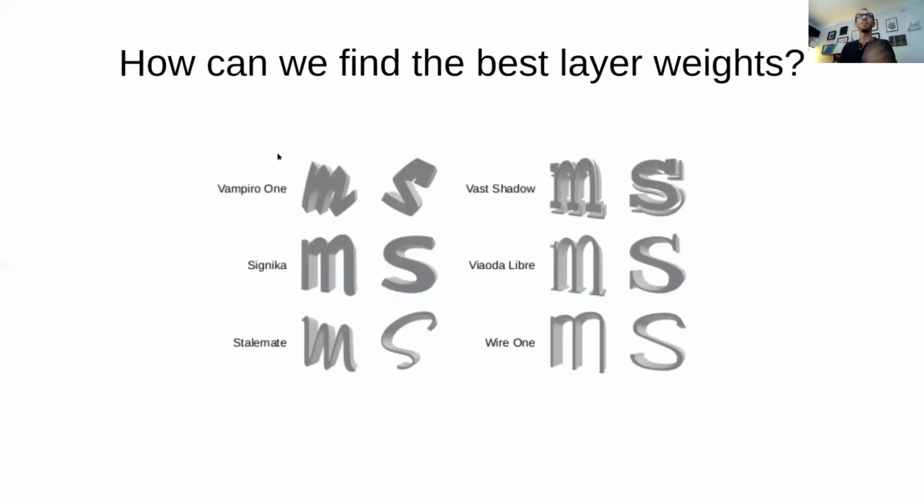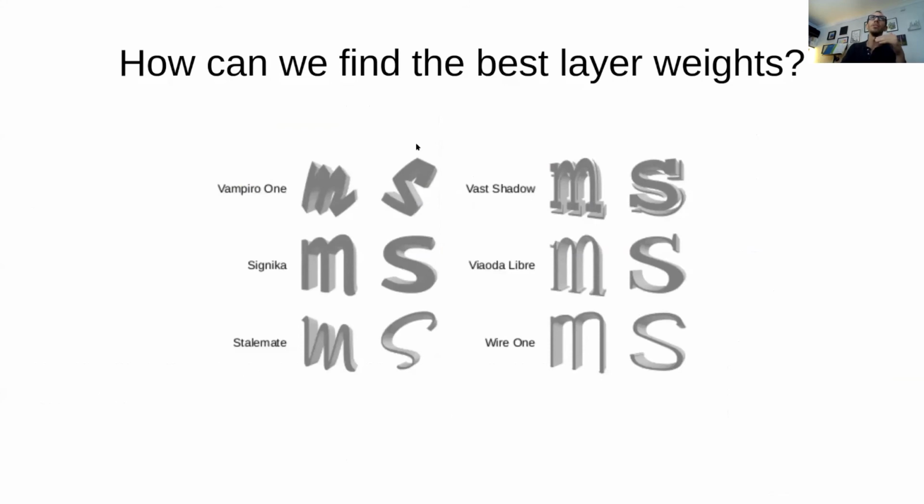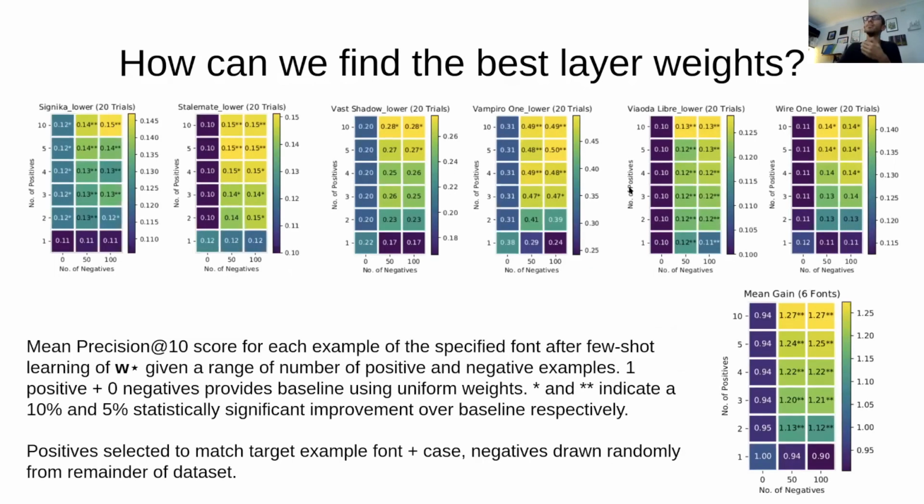So what we did is we said, can we optimize and find the best layers based on just a couple of examples that the user provides? This is known as few shot learning. For each of the fonts shown here, we took a few examples as an indicator of the target style. As negative examples, we took a random set of letters from the remaining data set. And we said, if we measure that style metric, how good it is, do we get any improvement by providing these positive examples and updating the weights?